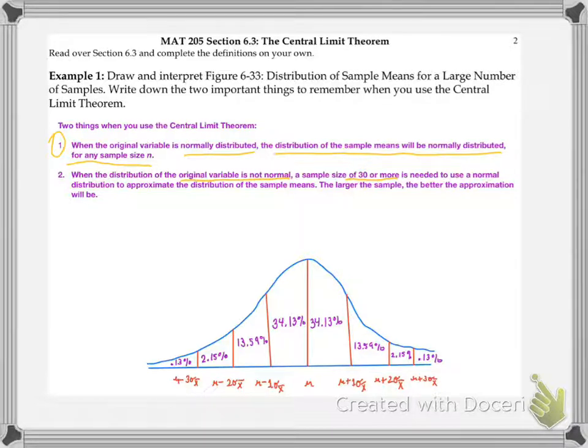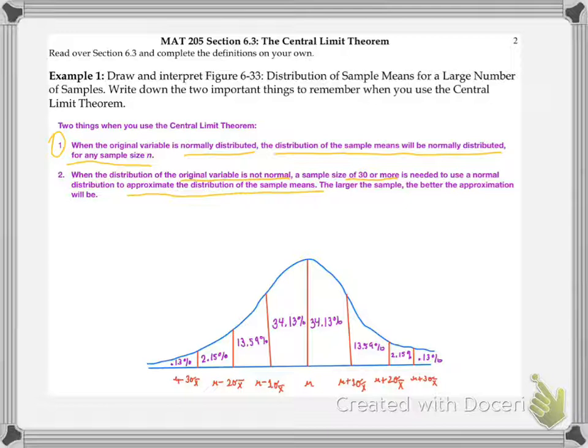if you don't know you have a normally distributed sample, then, as we talked about in the last section, you can draw a histogram to see if your data points follow the normal curve, or you can use the Pearson coefficient of skewness. But when it's not normal, or you can't determine it, then 30 or more is needed to use a normal distribution to approximate the distribution of the sample means. The larger the sample, of course, the better your approximation will be.